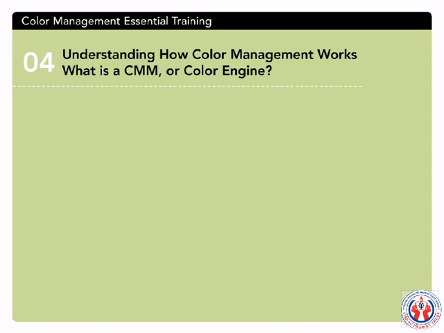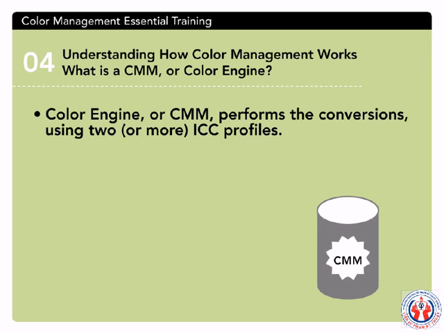Another necessary component for a color management system is a color engine. This is a piece of software that actually performs the conversions and some other functions of color management. You may have heard the term CMM, which stands for Color Management Module. It's the engine at the center of an ICC-based color management system. You can say either color engine or CMM.